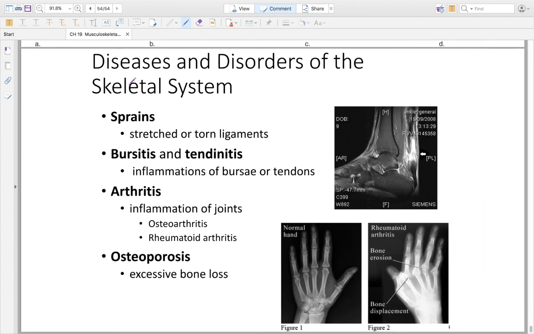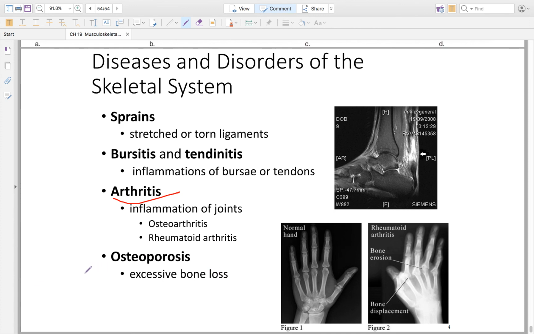All right, let's talk about disease. I'm going to just quickly review these. A sprain is if you stretch or tear your ligament. Tendinitis and bursitis. Okay, I didn't talk too much about the bursa, but the bursa is part of joints. That's when that becomes inflamed. When the tendon becomes inflamed, that's tendinitis. Arthritis. Arthritis is very common, very painful inflammation of the joints. We have osteoarthritis, rheumatoid arthritis, and then we have osteoporosis.